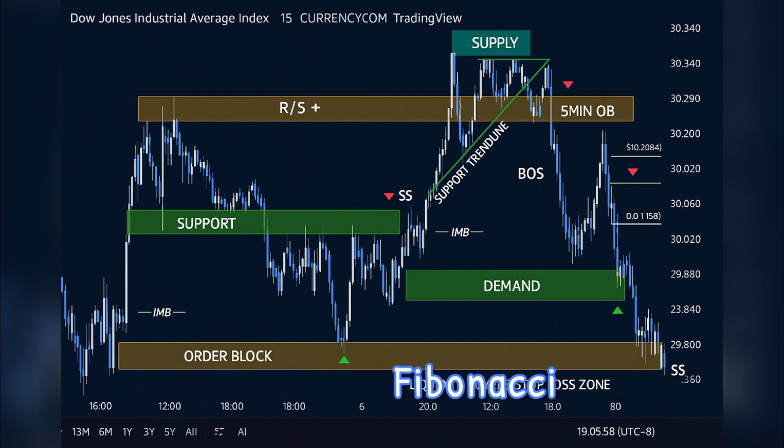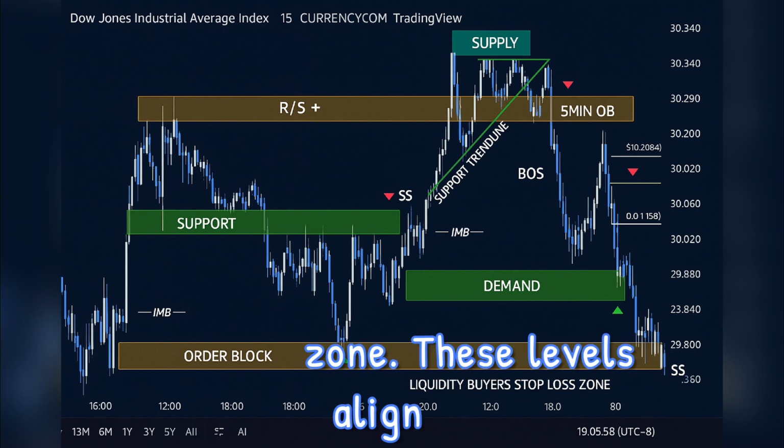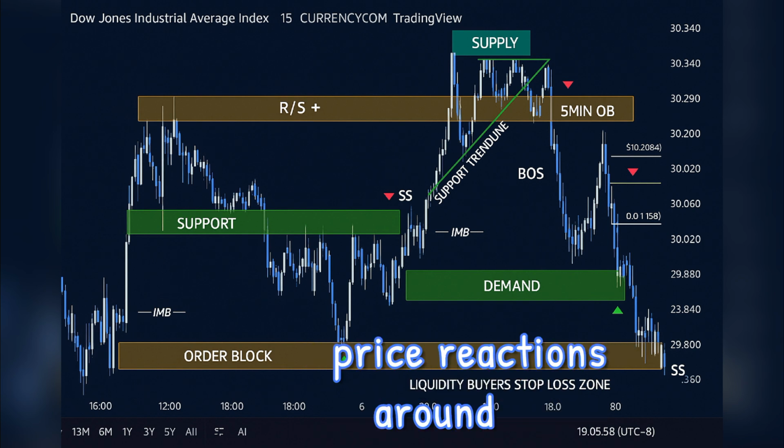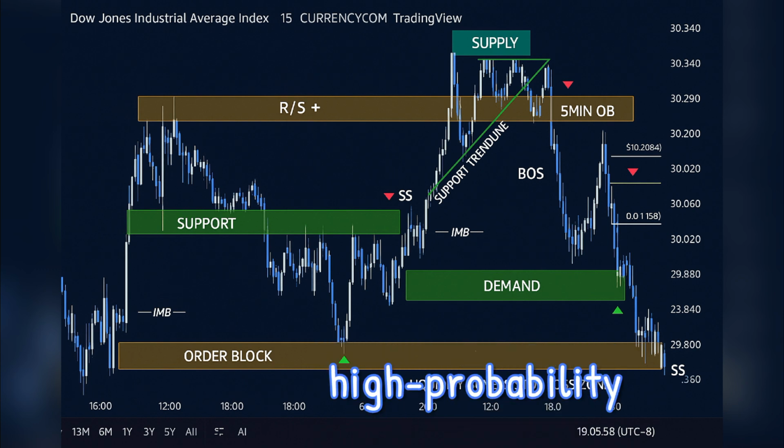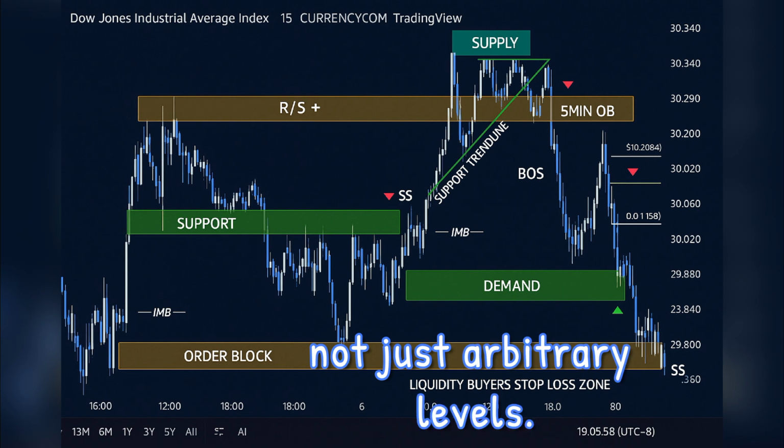We also see Fibonacci retracement levels plotted on the chart, targeting the golden ratio, 0.618 zone. These levels align perfectly with price reactions around the 5-minute OB and previous minor resistance. This reinforces the idea that institutions are targeting high-probability confluences, not just arbitrary levels.